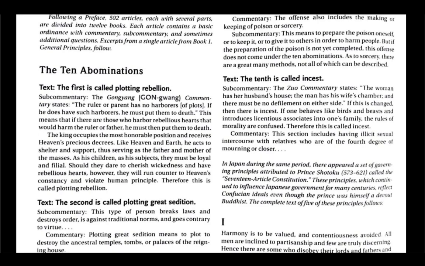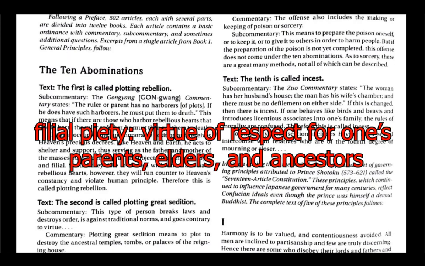For example, the first abomination, plotting rebellion, describes the king as the father and mother of the masses. As his children, as his subjects, they must be loyal and filial. The emperor uses the idea of filial piety in order to better consolidate his power in order to prevent rebellions.